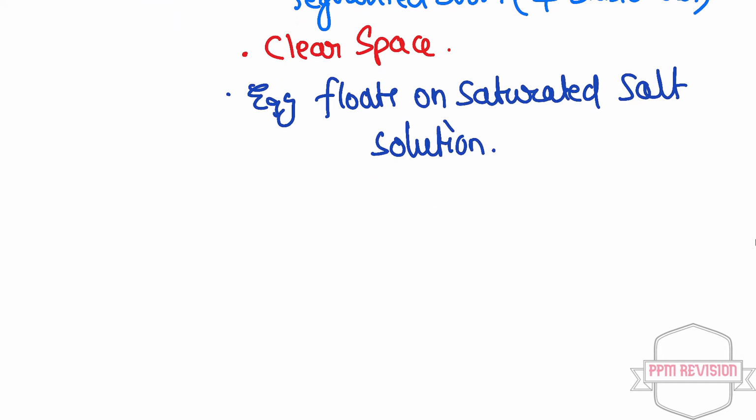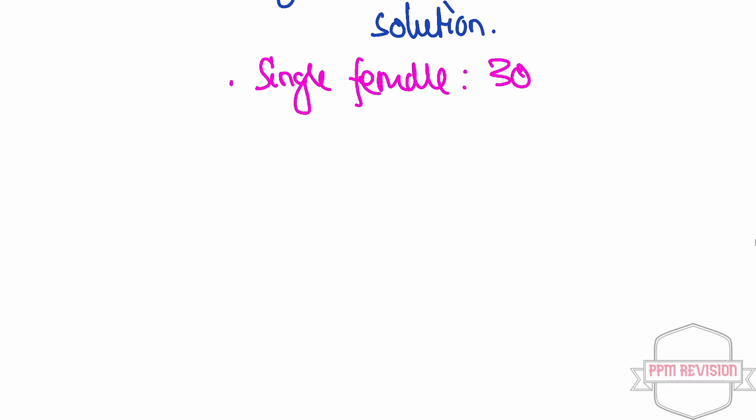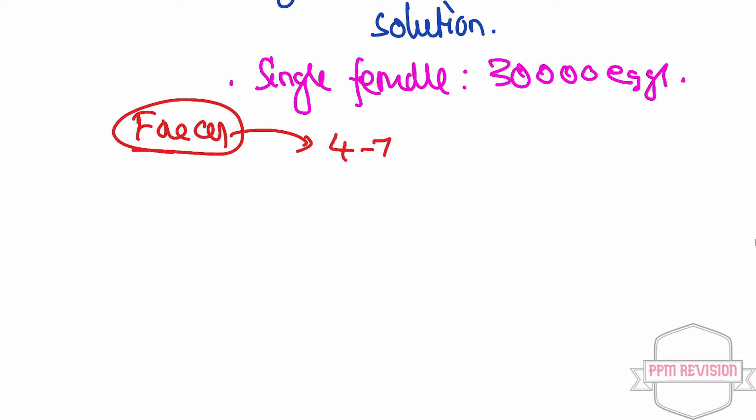Floats on saturated salt solution, and a single female worm lays about 25,000 to 30,000 eggs. The eggs are normally excreted in the feces in about 4 to 7 weeks of infection.